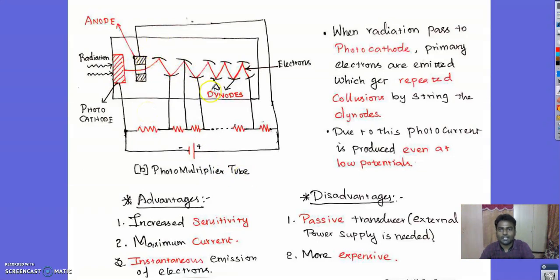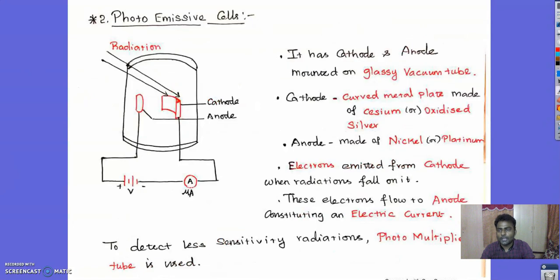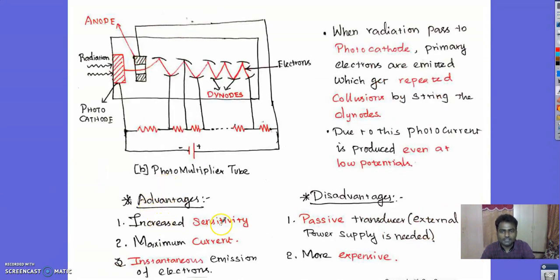The photons are multiplied with the help of diodes, and these diodes reflect the photons and electrons produced along a longer path and amplify the electrons by multiplying them. That is what happens in this photomultiplier tube. So when radiation reaches the photocathode, primary electrons are emitted, which undergo repeated collisions due to the string of diodes, and because of this, photocurrent is produced even at low potential. Even when a low potential is given, the current we need can be obtained with the help of these photoemissive cells. The advantages are increased sensitivity, maximum current even at low potential, and instantaneous emission of electrons in this type of photoemissive cell.